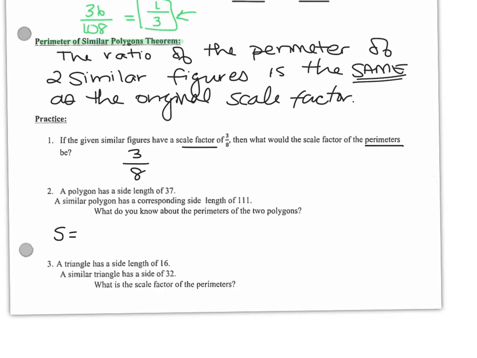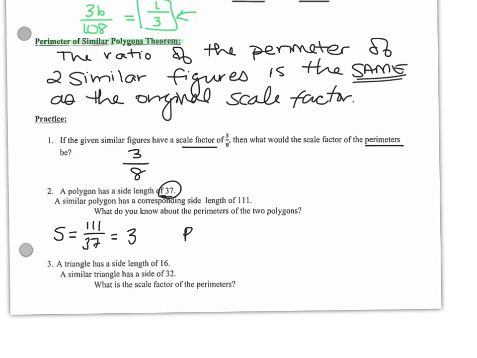So scale factor, it says a polygon has a side length of 37, and a similar polygon has a side length of 111. So since I'm starting with 37, that's my original. So I'm going to do 111 over 37 because it's scaled over original. So my scale factor equals 3. So if my scale factor equals 3, what do you know about your perimeters? Well, my perimeter just increases by a multiple of 3 as well.